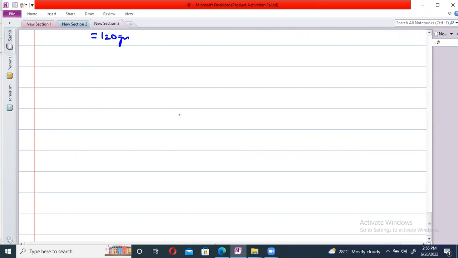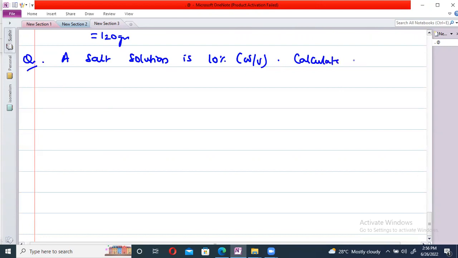W by V and W by W both are there. So one question you can see here. Now a mix-up question is there. Suppose we are having a salt solution that is 10% W by V. Now they are asking us to calculate W by W, right?